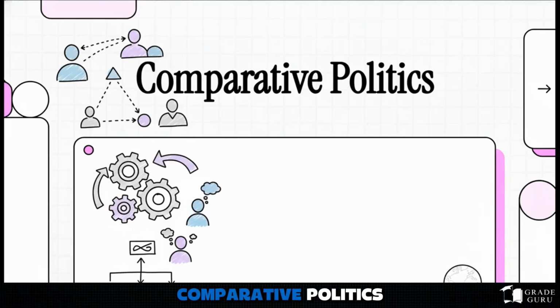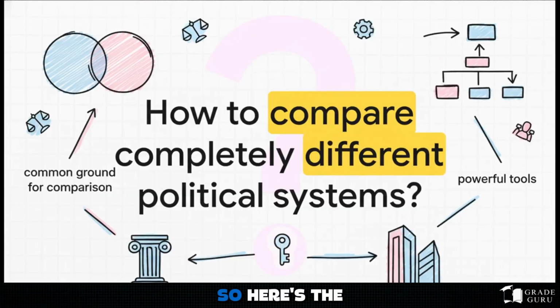All right, let's talk comparative politics. If you're prepping for your exam, there are a couple of core theories you've absolutely got to know inside and out. We're going to break them down right now. So here's the big question, right? How on earth do you compare two political systems that seem totally different, like the US and Germany? It feels like comparing apples and oranges. Well, that's what this is all about. And we're going to look at two really powerful models that give you the tools to do exactly that.